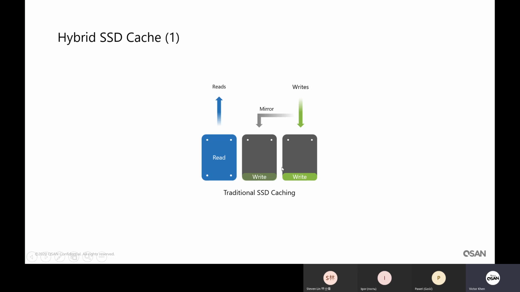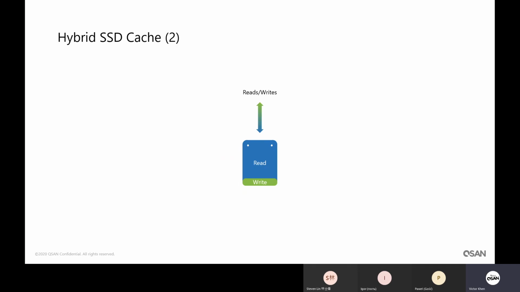So basically, in our previous technologies, only a little part of the SSDs was used for write caching. The rest of the SSDs was pretty much useless, and it was a big issue because a lot of space was not utilized. But in a new technology, we were able to combine read and write caching on one SSD.